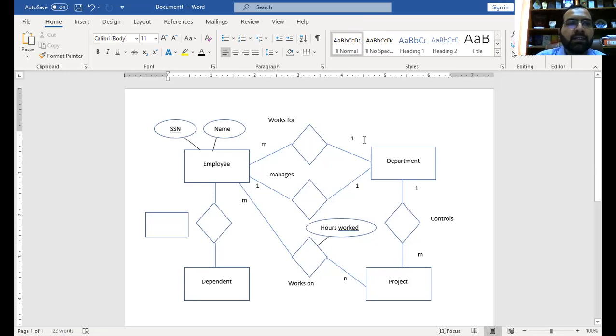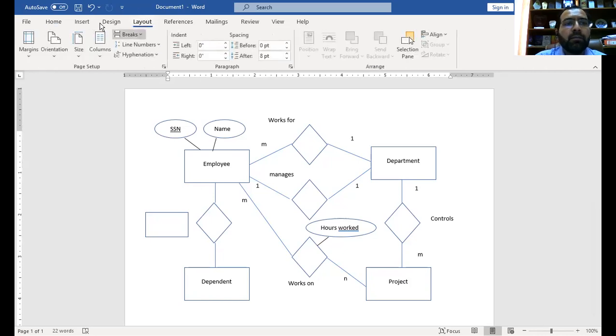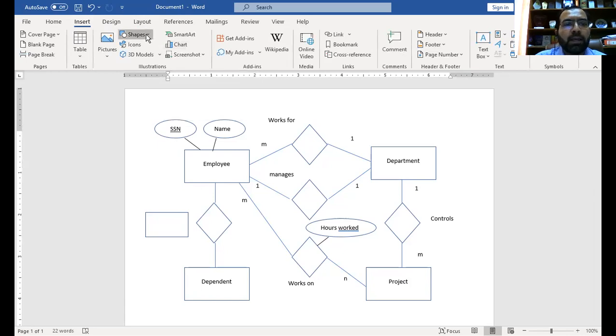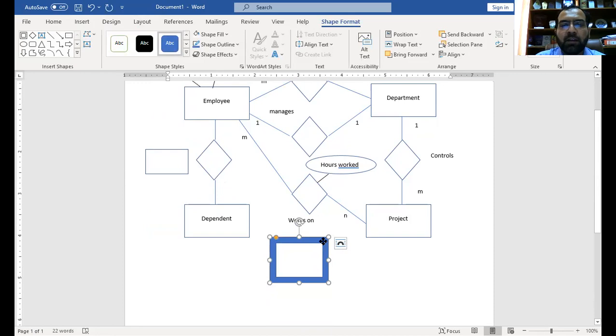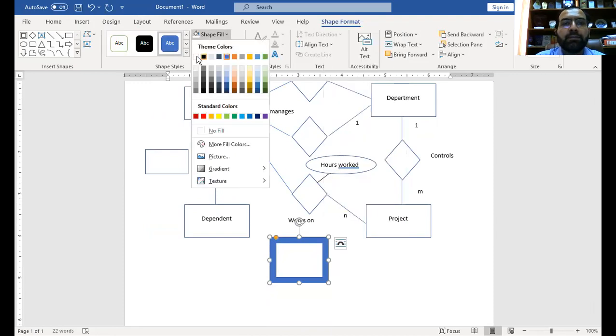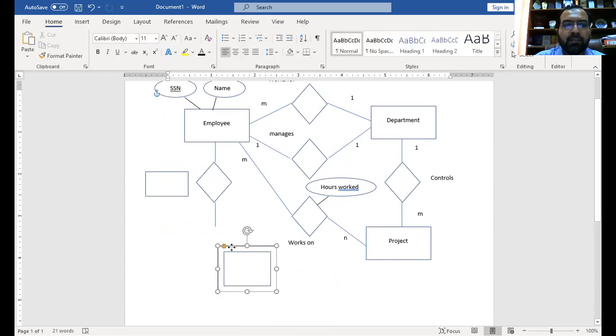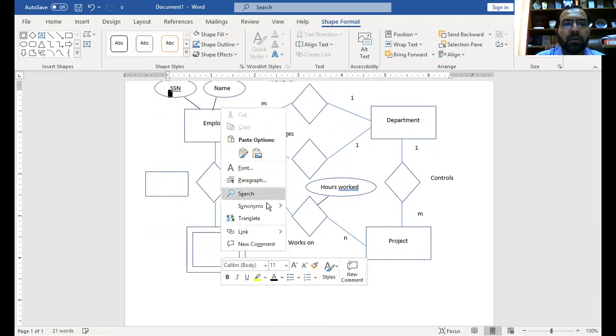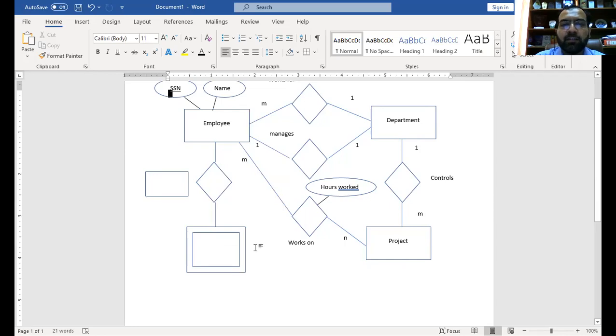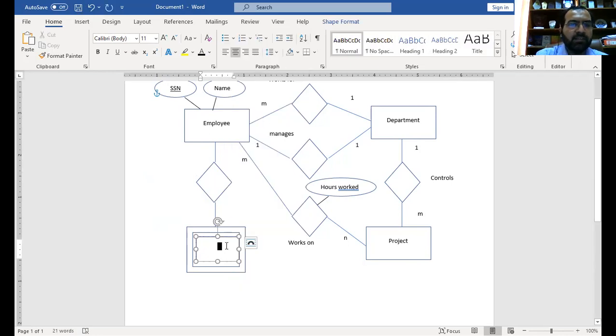We also talked about the relationship between employee and dependent. Here, let's suppose I opted for this box. Why? Because we need a double rounded rectangle, or double sided rectangle. Because this representation is for the weak entity. So this is the weak entity. It represents the dependent.